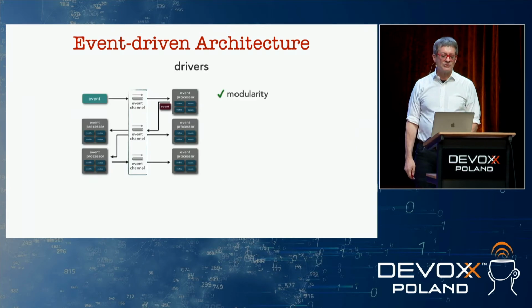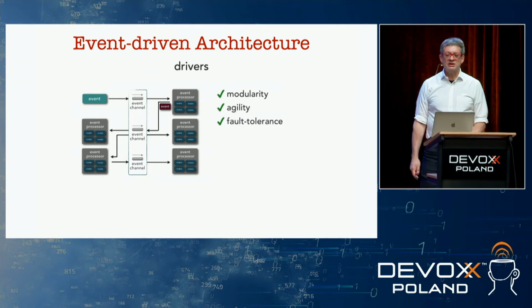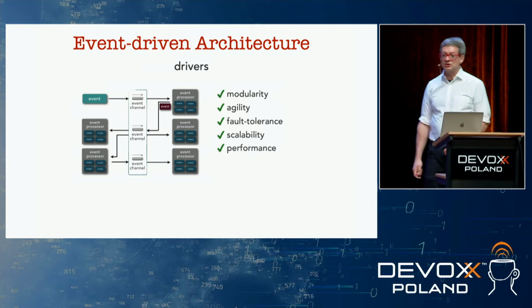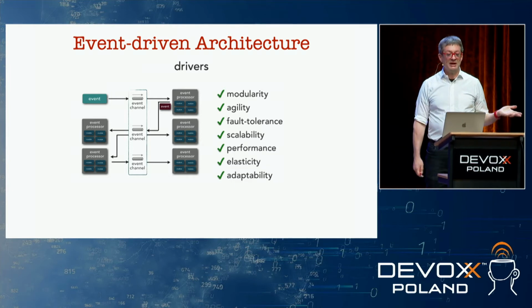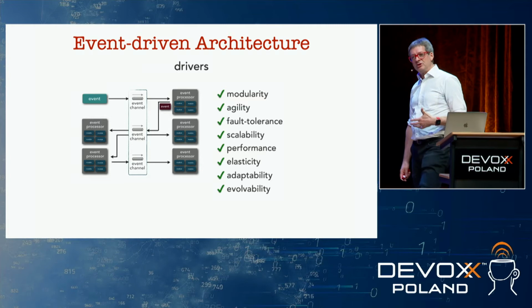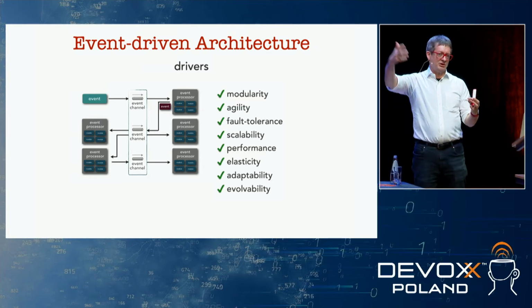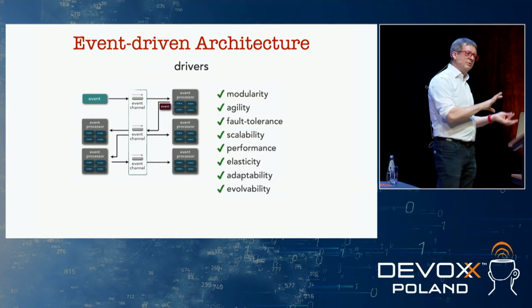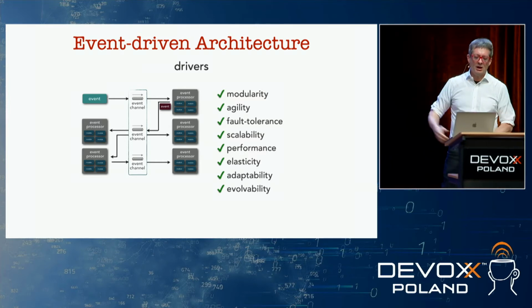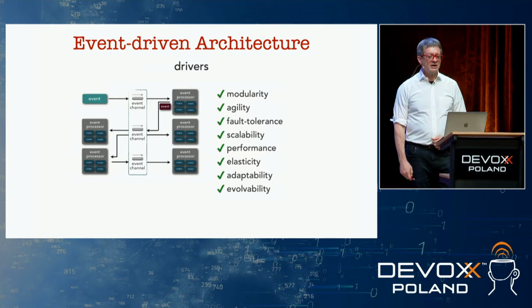So the drivers for an event-driven architecture like this is certainly modularity and agility and fault tolerance. Performance and scalability and elasticity are definitely the big drivers for this. It supports both adaptability and evolvability. Adaptability is the ability to keep existing behavior and add more to it and continue to. Evolvability is fundamentally changing how things work over time. Supports all of those very nicely.